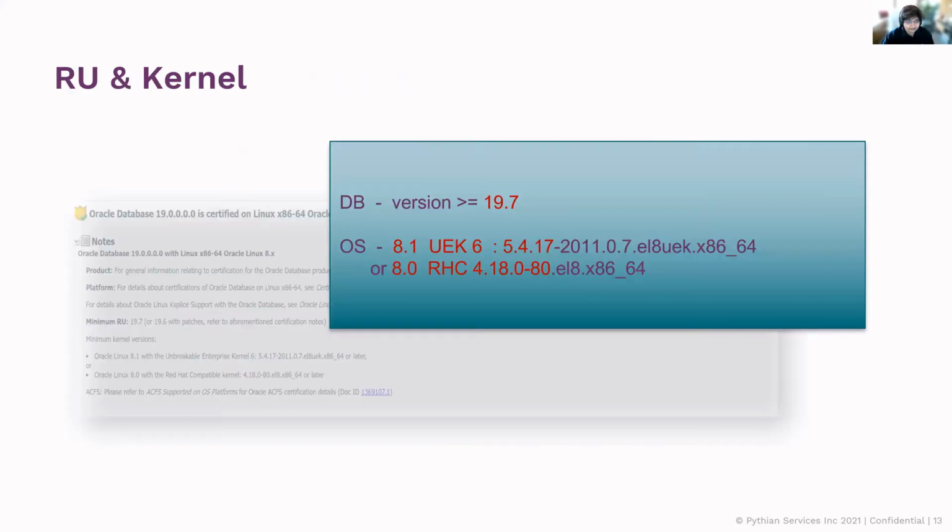This is the information that we just saw, that if you want to go to OEL 8, the minimum version that's supported is 19.7. And these are a couple of options regarding the OS kernels. You can either go with the UEK options, the Unbreakable Enterprise Kernel, or the Red Hat compatible kernel. How do you choose, or what next?